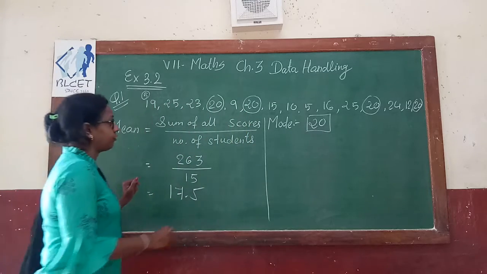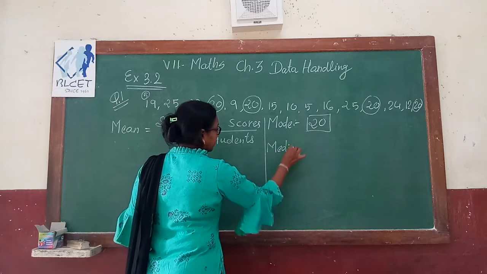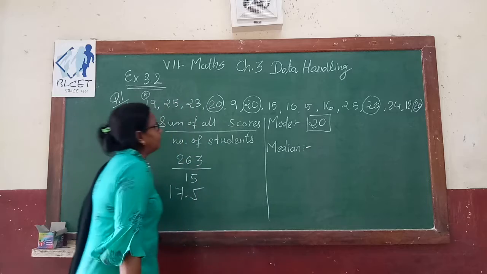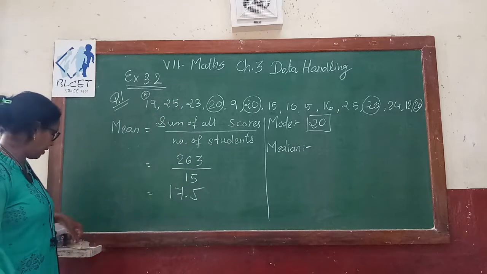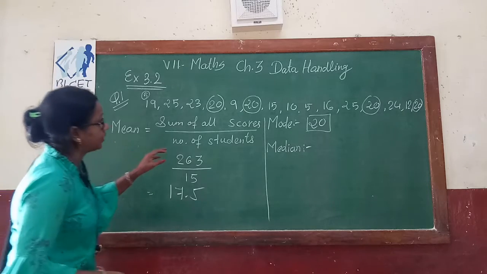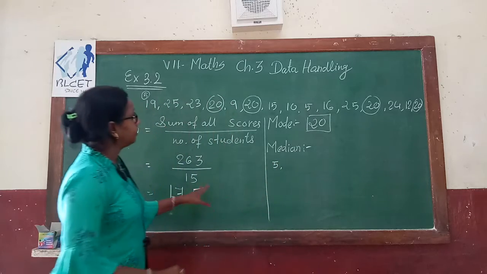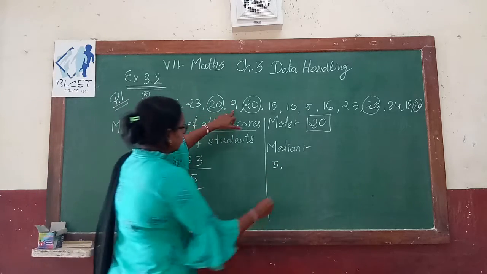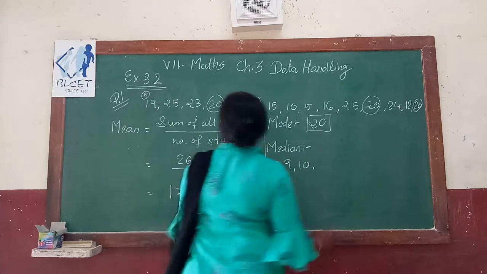Now if you want to find the median, what do we have to do? We have to arrange all the observations in ascending order. So let's see. Here the smallest one is 5. Then after 5 you have 9. Then 10. Then you have 12.